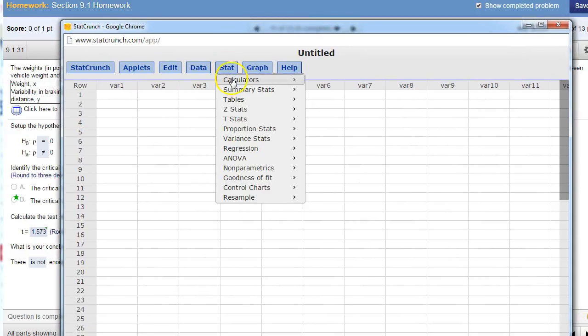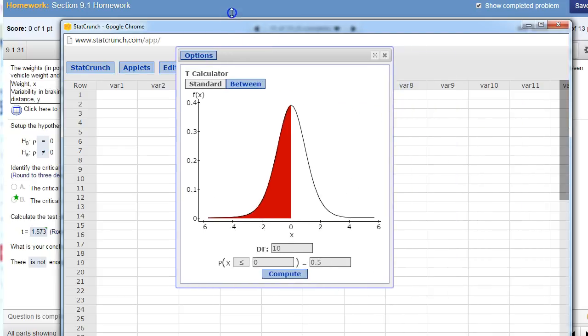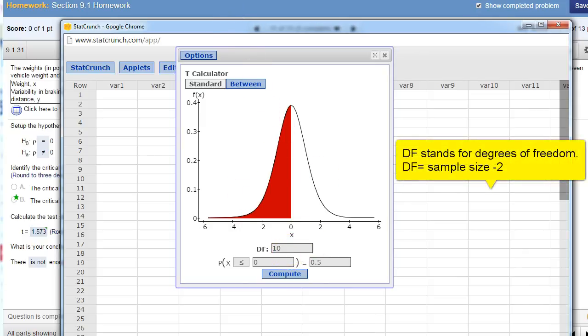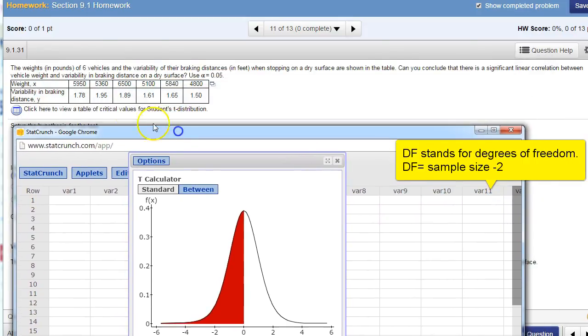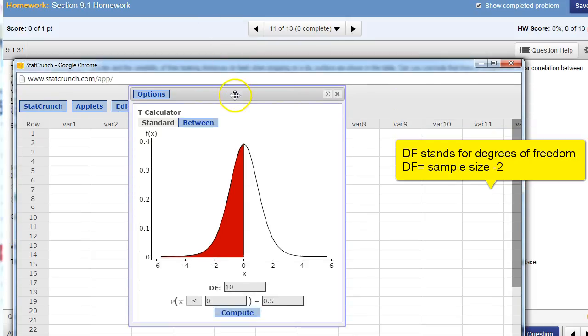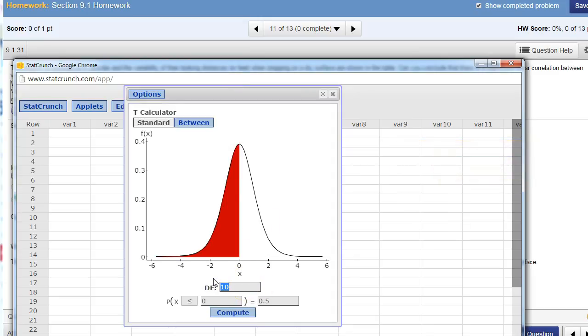And remember, I'm going to go to calculators because it's a t-test. I'm going to go to the t-calculator to get my critical values. And I have to know my degrees of freedom. So I'm going to go back to see my sample size. My sample size is 1, 2, 3, 4, 5, 6. So my degrees of freedom is always the sample size minus 2. So 6 minus 2, which is 4.